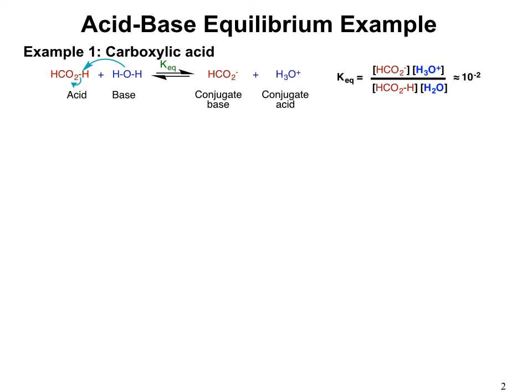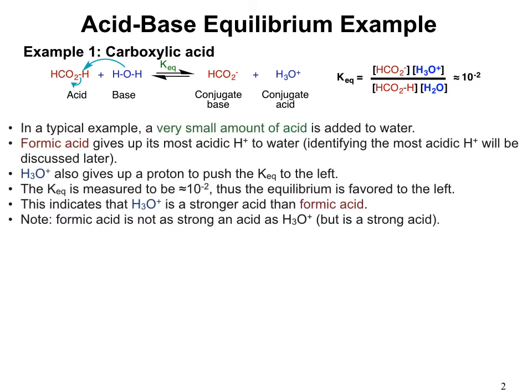So water grabs the proton, and we become the HCO2 minus, that's the conjugate base, and H3O plus. We have a KEQ, which I've mentioned before is the product of the concentrations of the products divided by the product of the concentrations of the reactants. And the KEQ in this case is going to be about 10 to the minus 2.